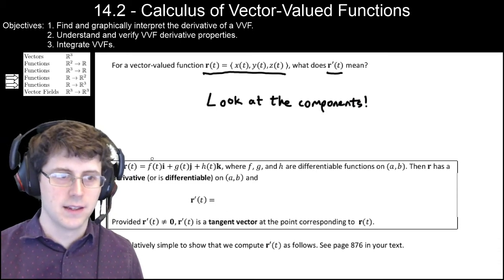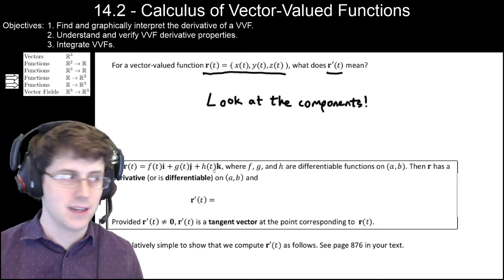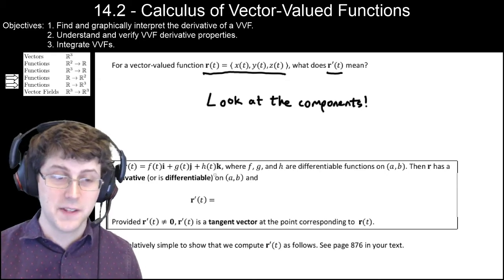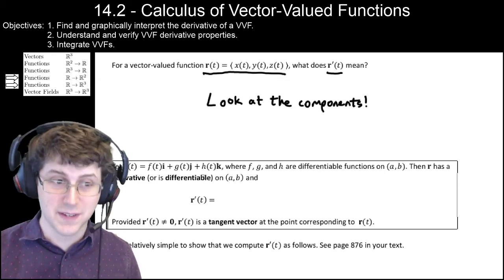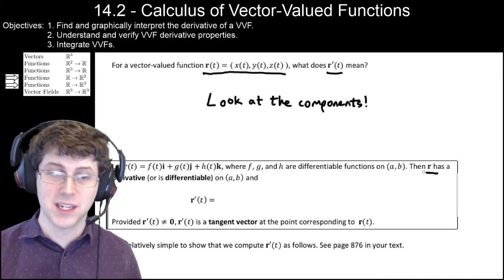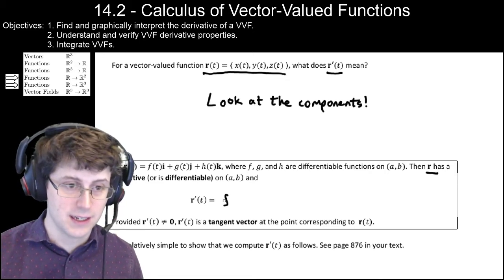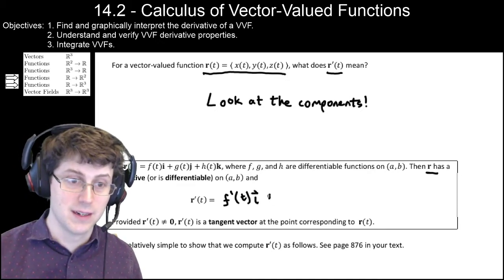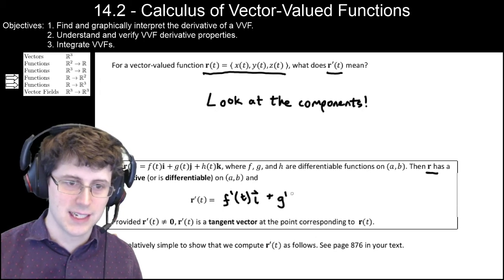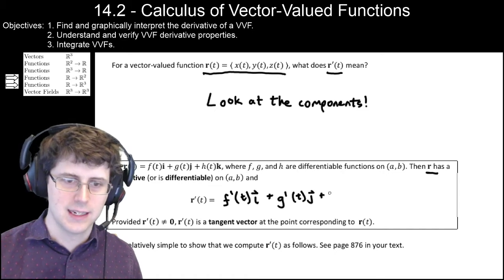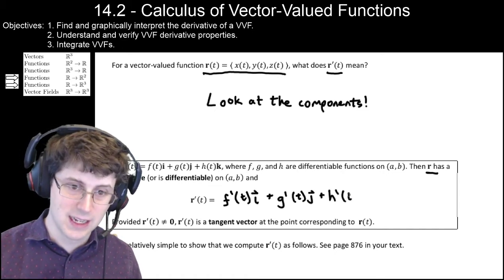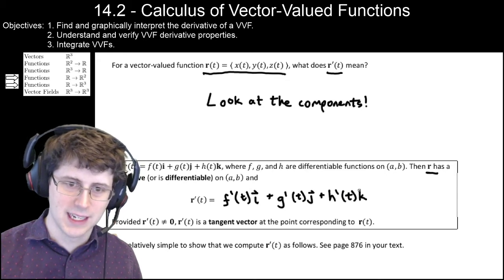If you've got a function in the i slot, a function in the j slot, and a function in the k slot, and all these functions are individually differentiable functions, then the vector-valued function has a derivative. And that derivative is, well, take the derivative of the function in the first component and leave that result in the first component. Take the derivative of the function in the second component and leave that one in the second component. And take the derivative of the function in the third component and leave that one sitting in the third component.